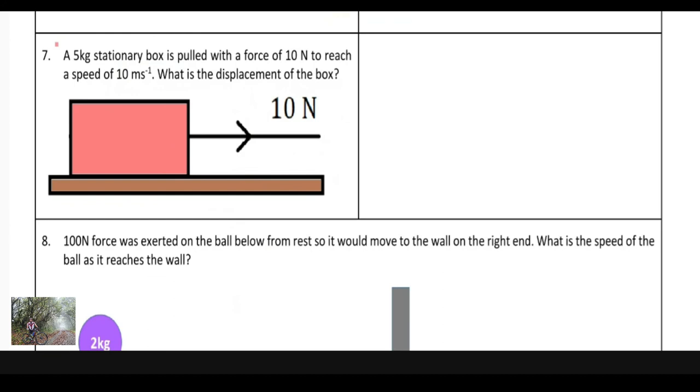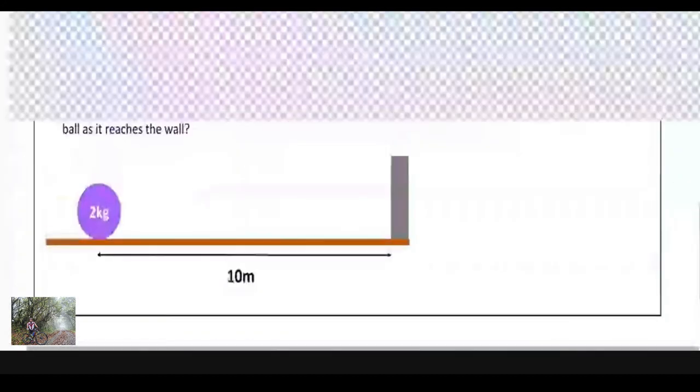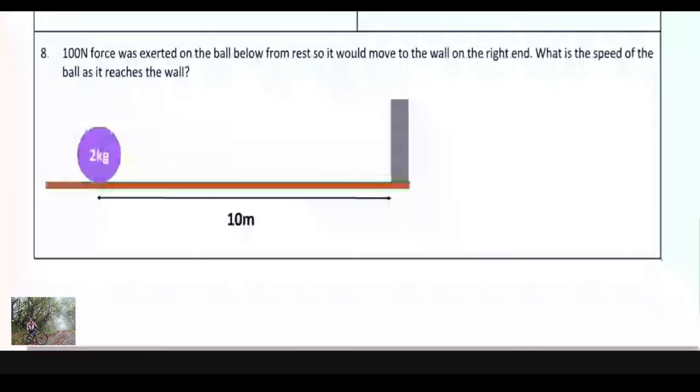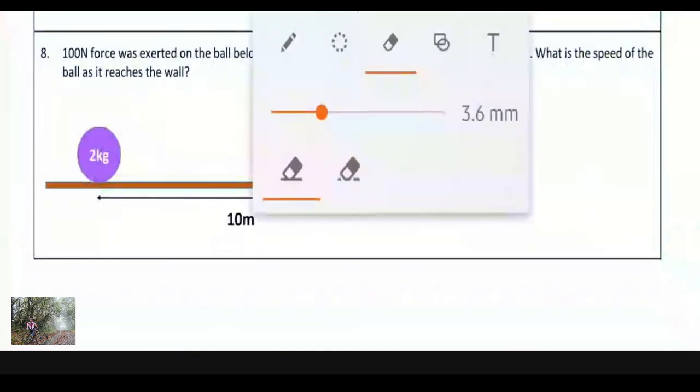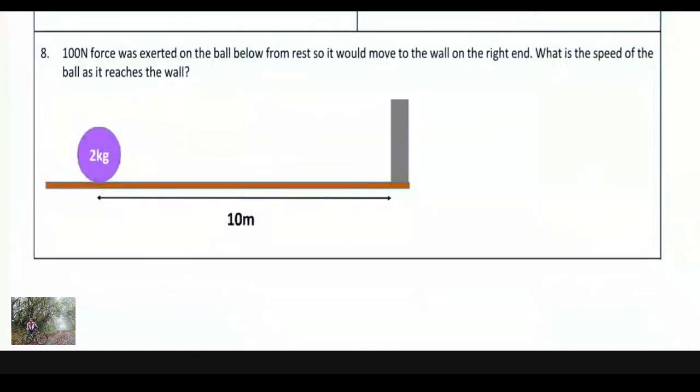Okay, look at question number 8. What is the question? Number 8: 100 Newton force was exerted on the ball below from rest. So it would move to the wall on the right hand. What is the speed of the ball as it reached the wall?